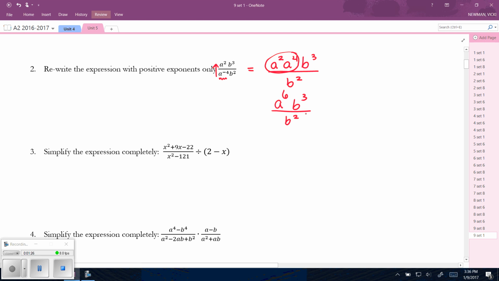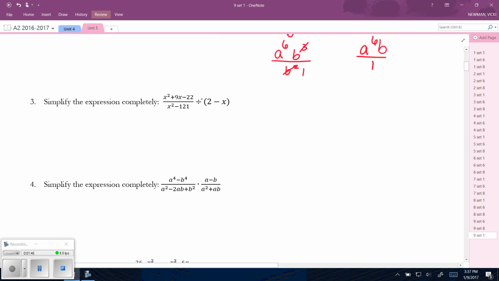So when you are dividing two things, you subtract their exponents. So this actually becomes b and then a 1 on the bottom. So our final answer is a to the 6th b over 1, and we don't need to write the 1 in the denominator. In number 3, division of rational expressions means that we multiply by the reciprocal of the second fraction, okay? So you need to flip this one over.